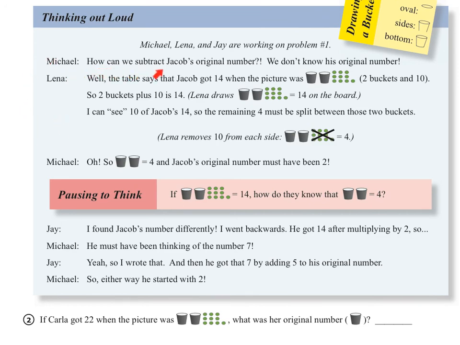Michael says, how can we subtract Jacob's original number? We don't know his original number. If you remember at the last step, you subtract your original number.